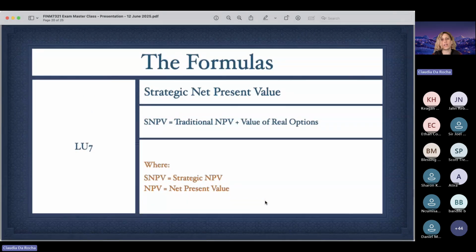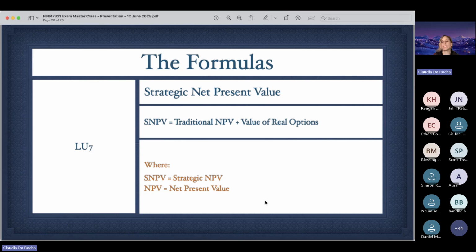All right. So then the last formula for Learning Unit 7 is your strategic net present value. So this is really just when you have options on a project. An option could be the option to make the project bigger, or to expand it over different countries, or to get some kind of tax cut.